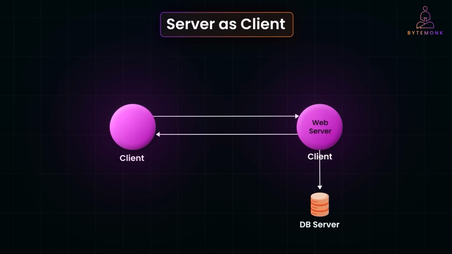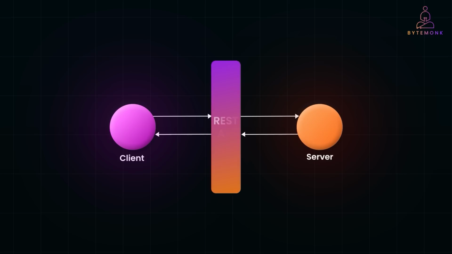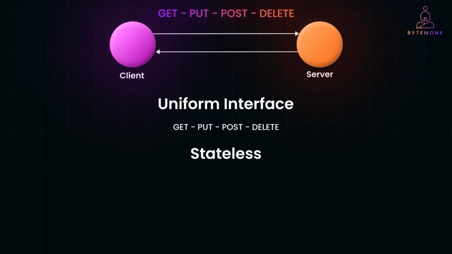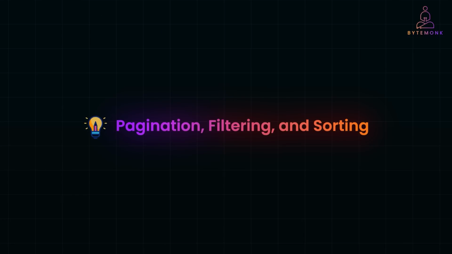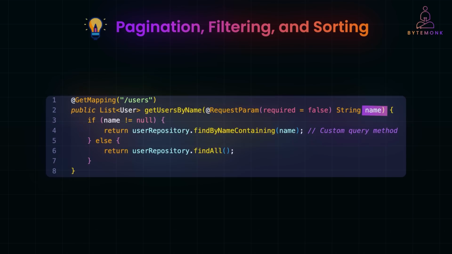Hey Bytemonks! In my previous video, I explained why REST APIs have become the standard for building web services. They are lightweight, scalable, and easy to use. In this video, I'll break down the top and must-know best practices when designing and implementing REST APIs with Java examples. So let's get started.